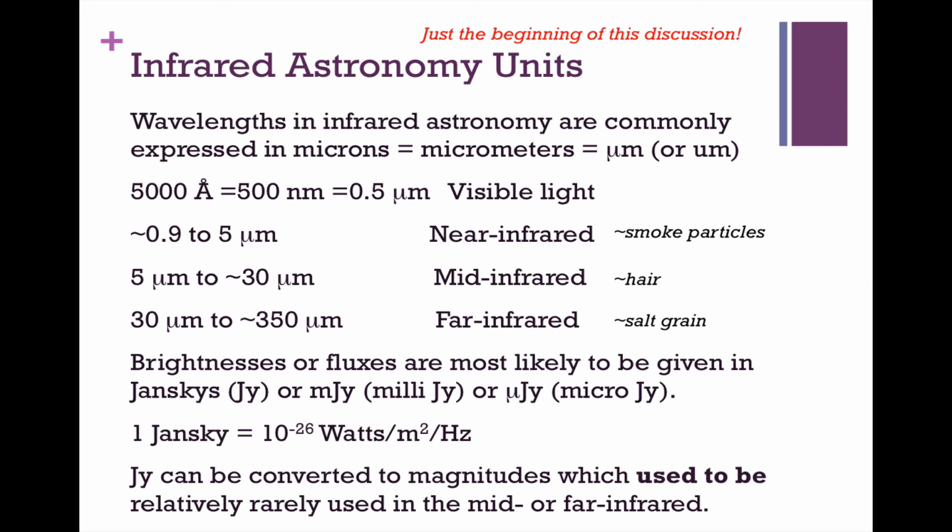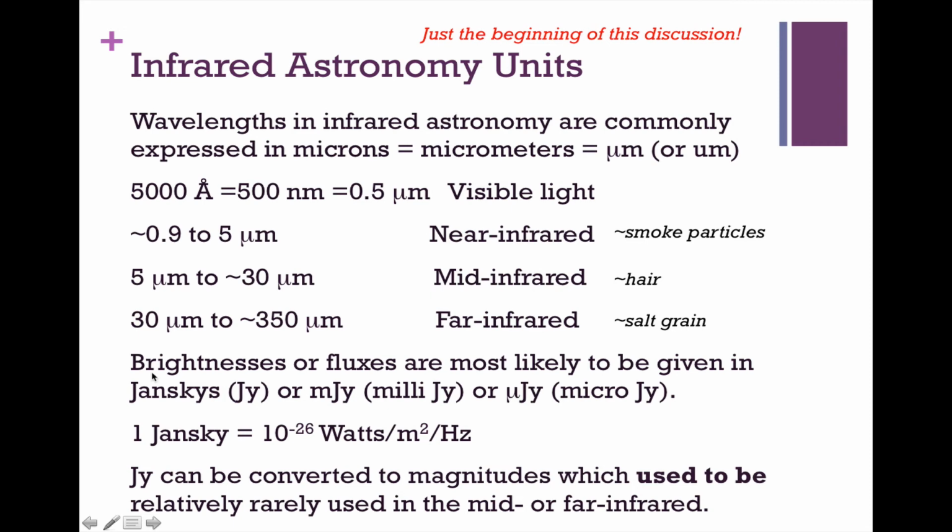So as the tip of the iceberg for our discussion on infrared astronomy units, wavelengths in infrared astronomy are commonly expressed in microns or micrometers, which can be abbreviated μm if you want to be formal, or if you don't have a mu handy, UM also works. Visible light, like I said, is half a micron. Near infrared is about 1 to 5 microns. Mid-infrared is about 5 to 30 microns. 30 to 350 microns is far infrared.